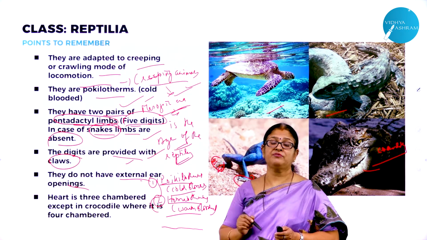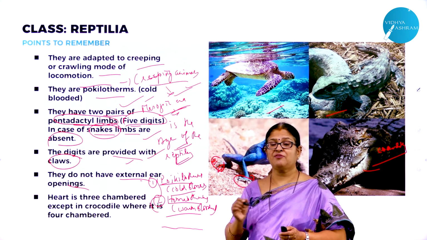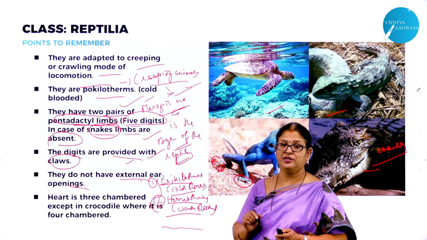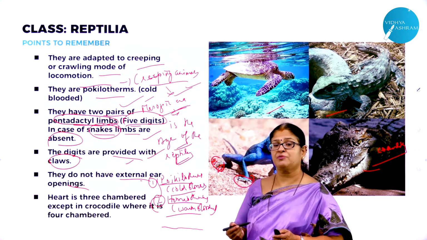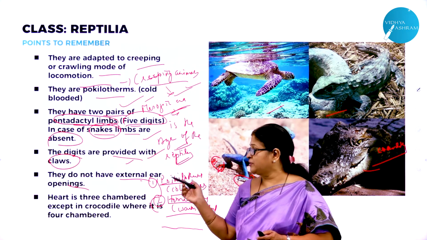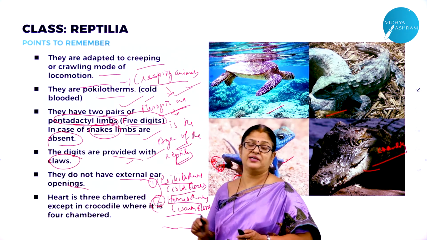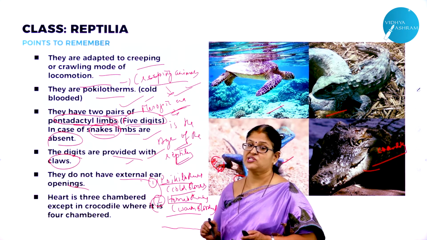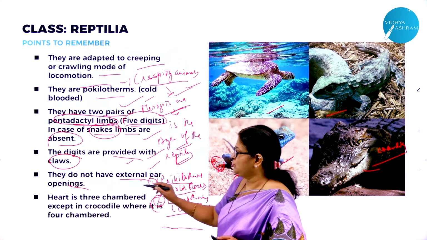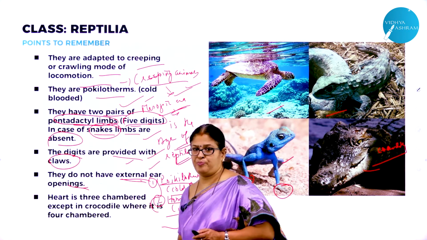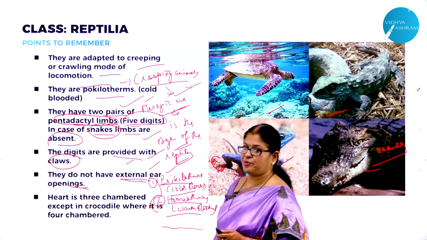But due to the movement of the snake charmer, the snake will just nod its head or hood. But there is a wrong notion, or a misconception, that the snake dances to the tunes of the snake charmer. It's a wrong notion. They do not have external ear openings, and this is also a very important characteristic feature.